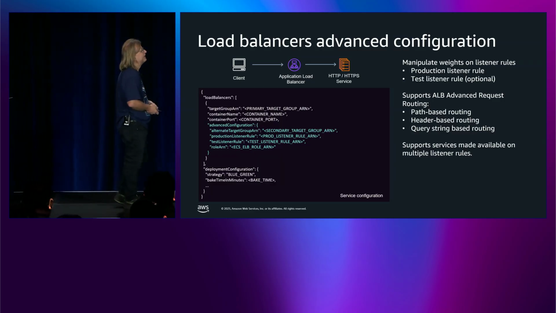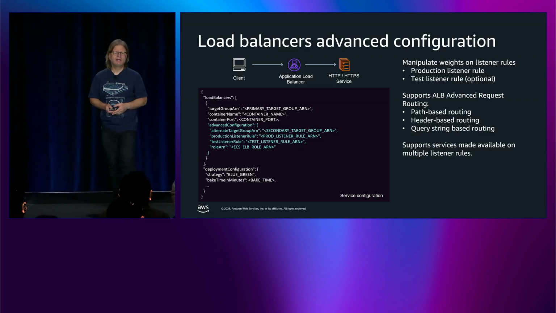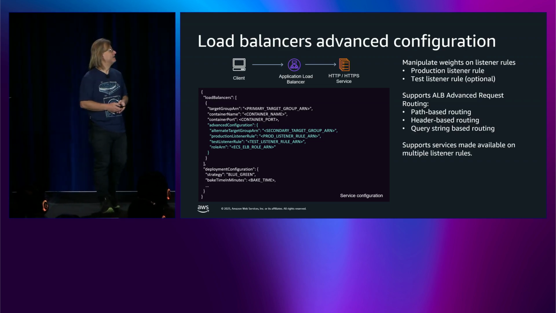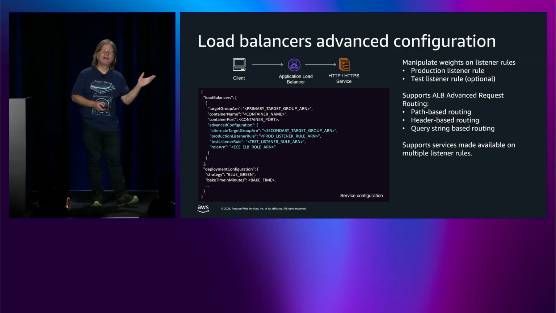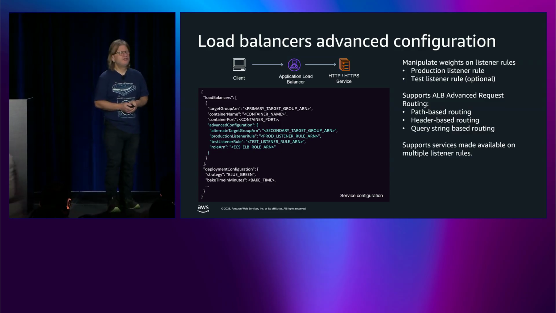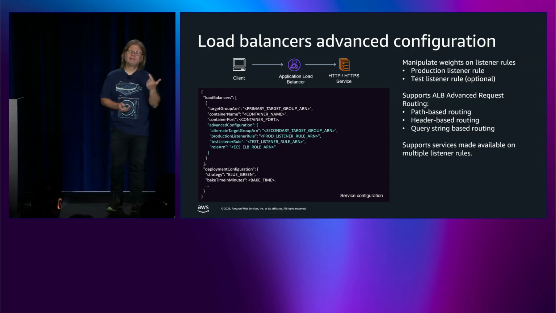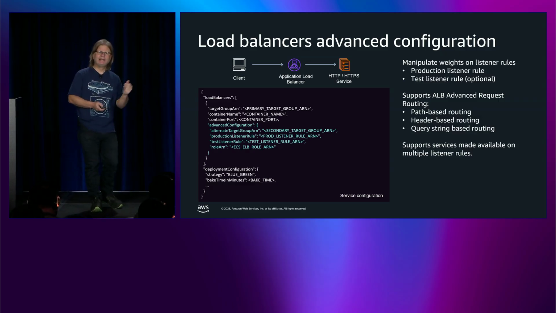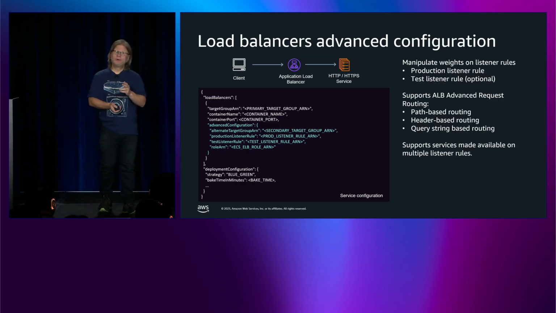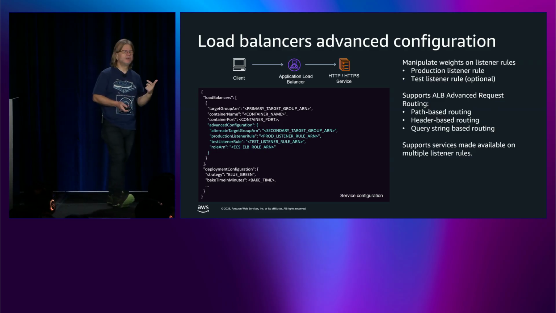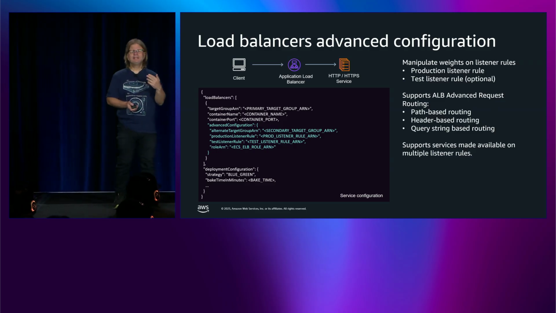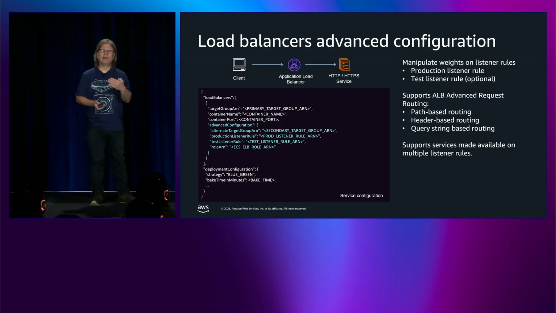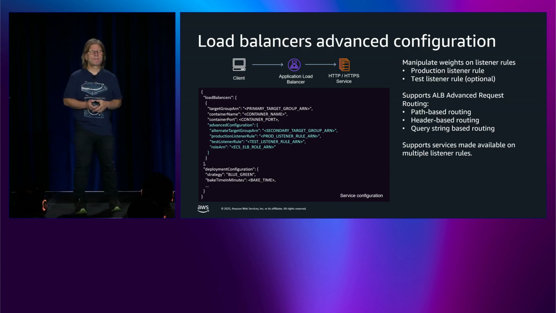In order to configure this in your service configuration, in the load balancer block, you would add this advanced configuration block. And here you specify a second target group. So you now need a second target group in order for the advanced deployments to work. And then you specify a production listener rule ARN, optionally a test listener rule ARN, and importantly also an IAM role. And the IAM role is needed to give ECS permission to manipulate the weights on those listener rules.